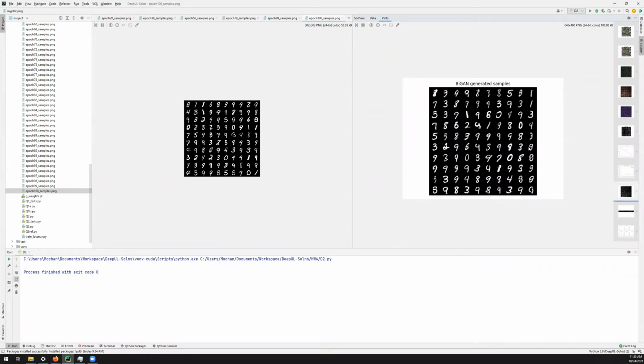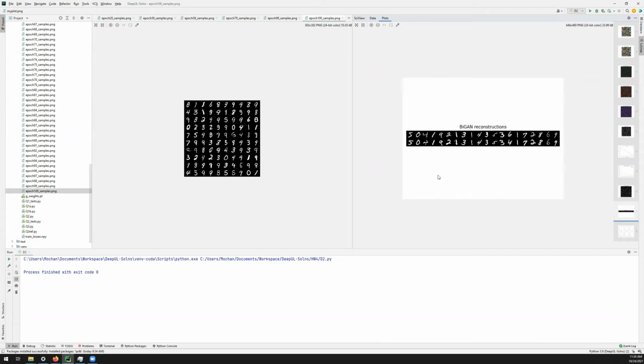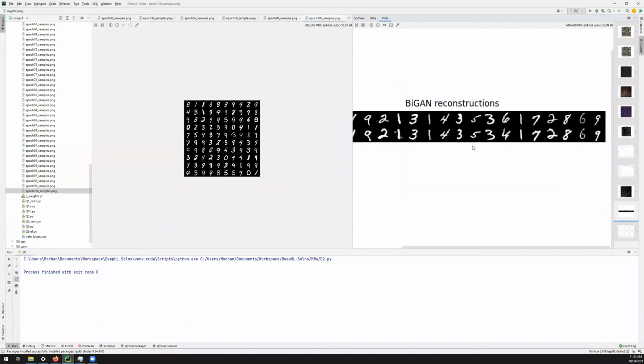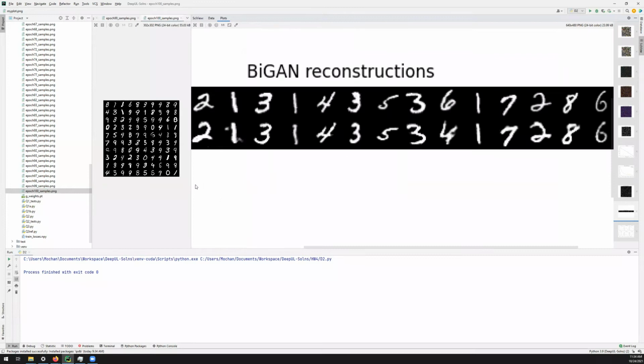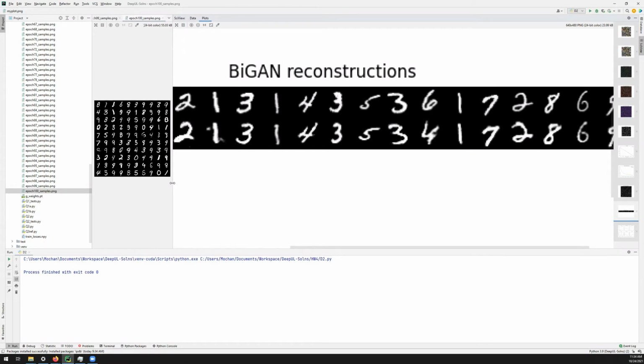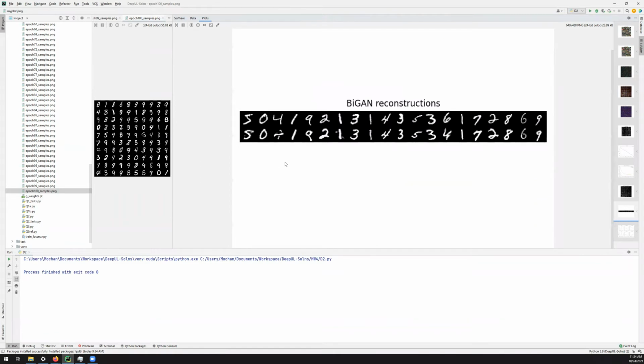Okay, and this was the final generated samples. This looks pretty good. And then these are the reconstructions. So the top part is the original, and then I think the bottom part is the reconstructions. So let's see. I don't know which one it is, the top one or the bottom one, but yeah, the 4 turned into 6. But anyway, so this is question number 3.